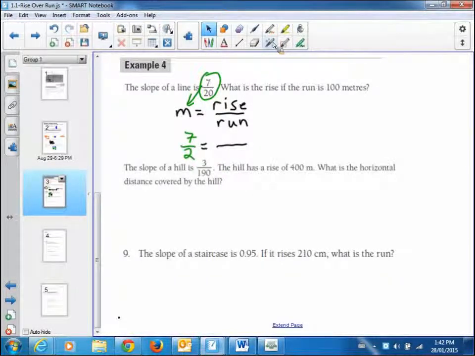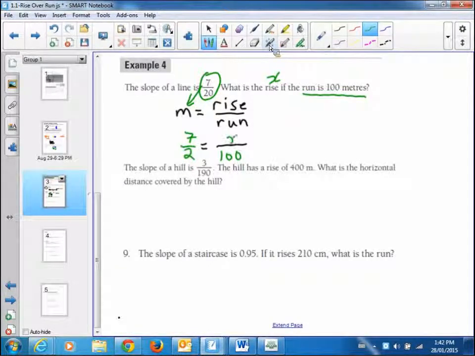Rise over run on the other side. Well, we want to know what the rise is. So rise is like my unknown. I'll use the letter X because we usually use X. But the run is 100 meters. So what I wrote down there, does that make sense? Use your calculator and solve this if you can't do it in your head. Typically, you use your calculator for most of these.